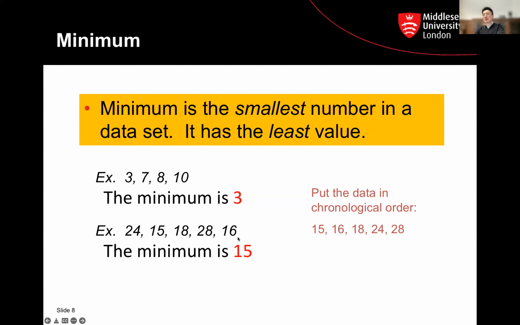And for this one, because it's not sorted yet, the 24 certainly shouldn't be it, and the smallest one is not the first one in the sequence or the collection. So it's much easier if you first sort the data, and you can see the minimum is 15.